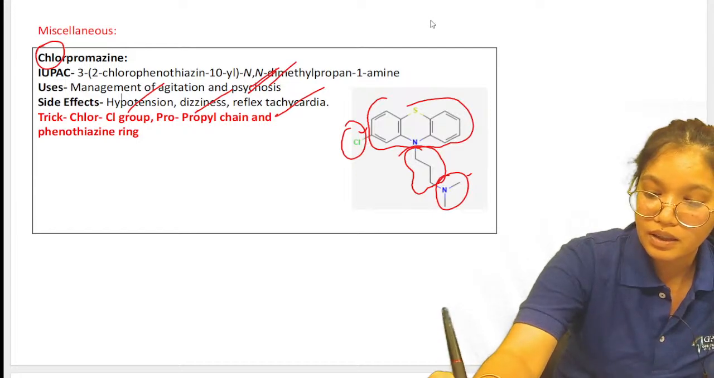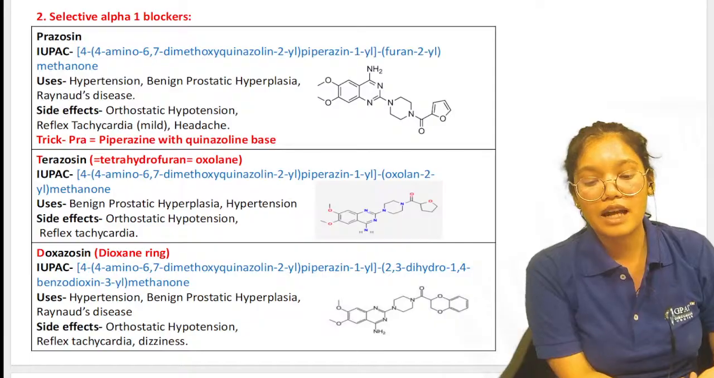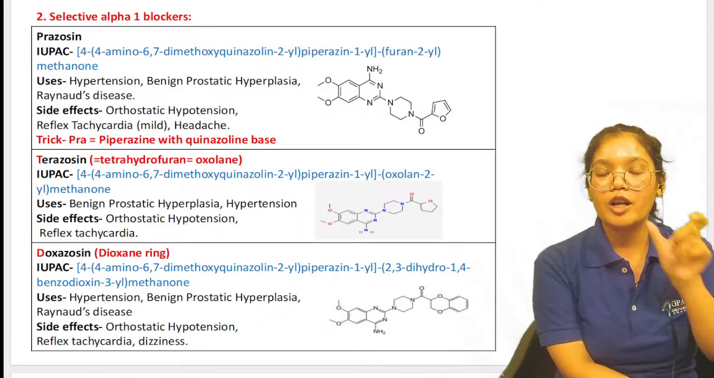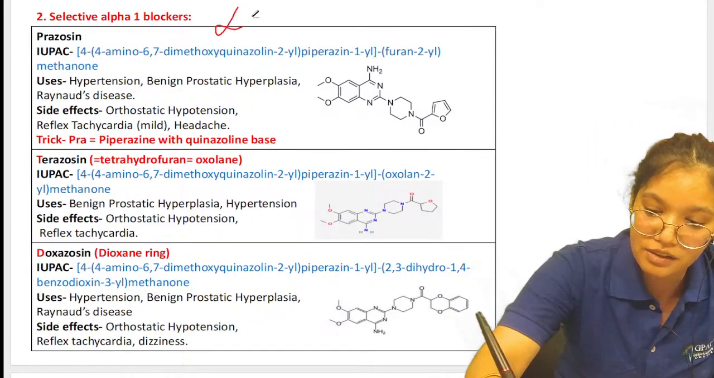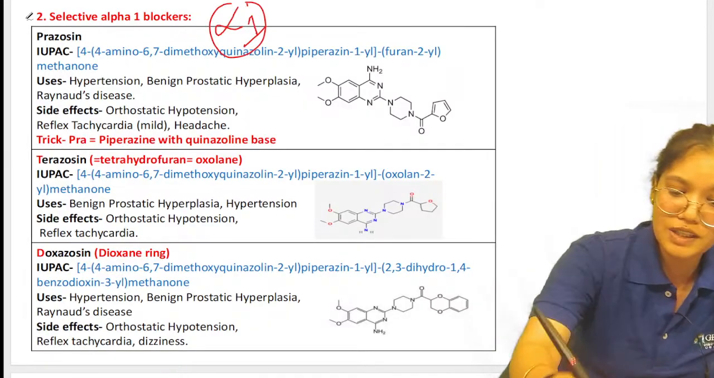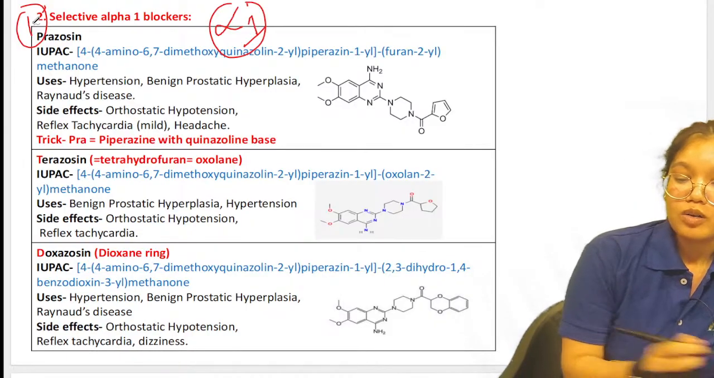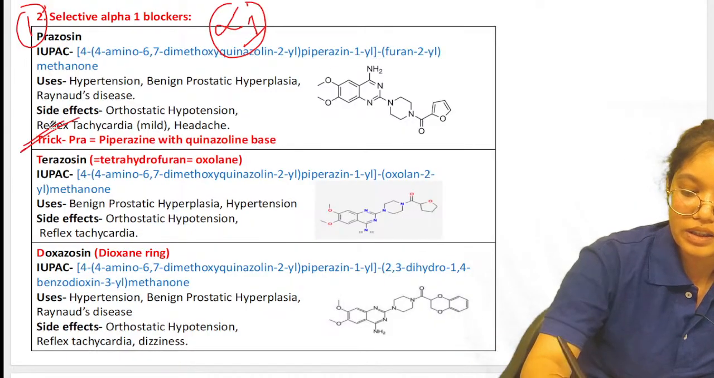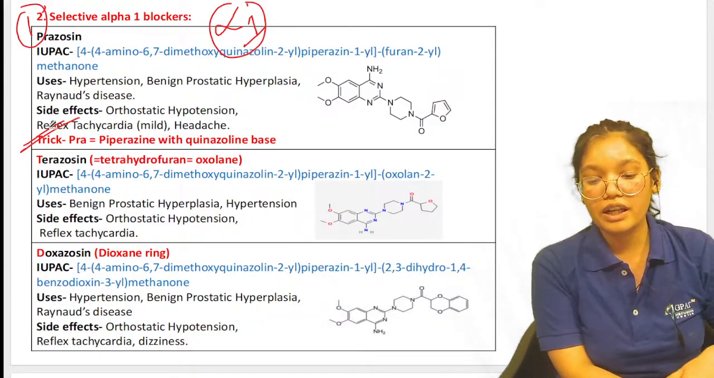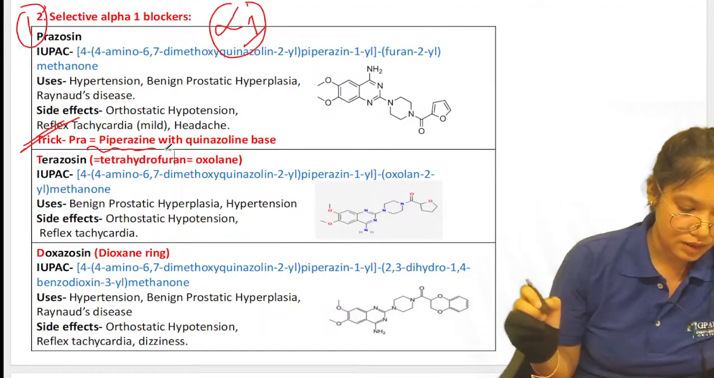Okay. Now moving forward towards the next class of drug, that is the selective alpha-1 blocker. So they will selectively block the alpha-1 receptors. Now the first drug here is prazosin. Okay. Now prazosin. Now here the trick, first we will go on with the trick. Now from pra we have piperazine. Okay.